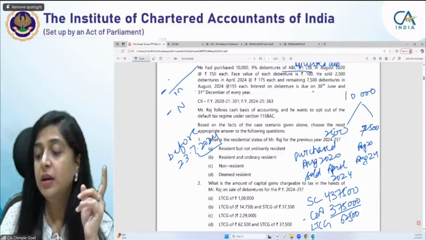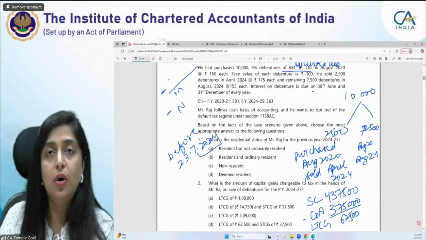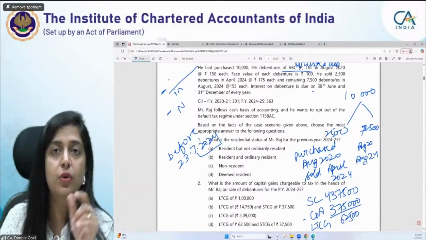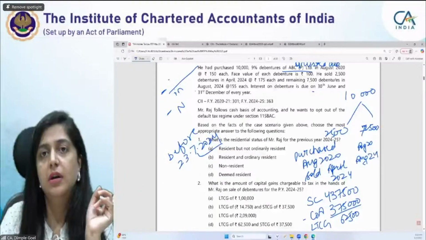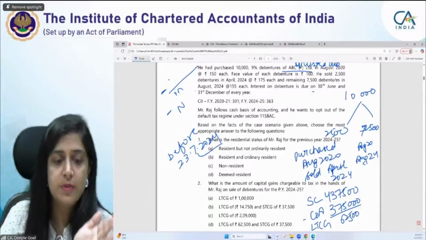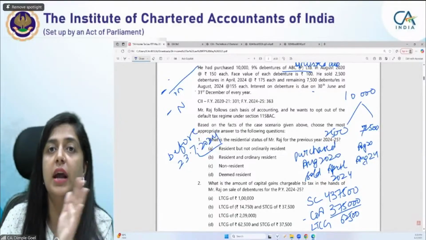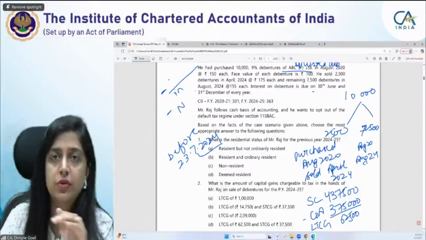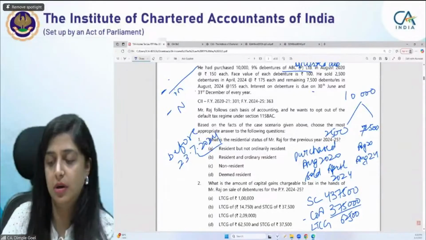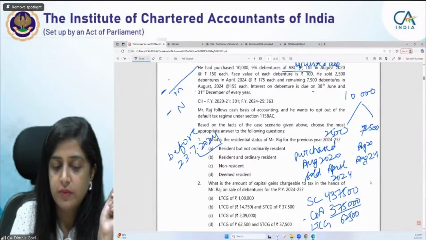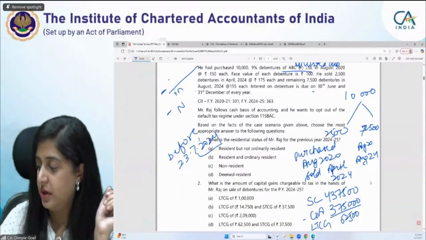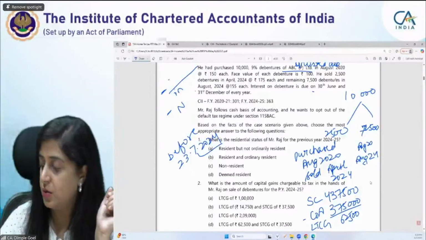Very good, Farhan. Because it has been transferred on or after 23rd July 24, the transfer of debentures after this date will always be a short-term capital asset, and there is no question of seeing the period of holding. There will always be a short-term capital asset. So what is the sale consideration? 7,500 sold at 155.